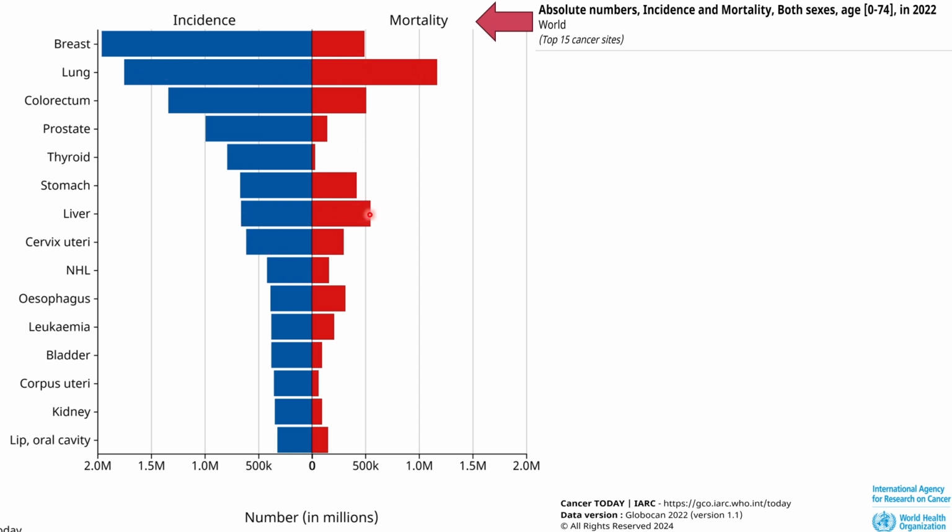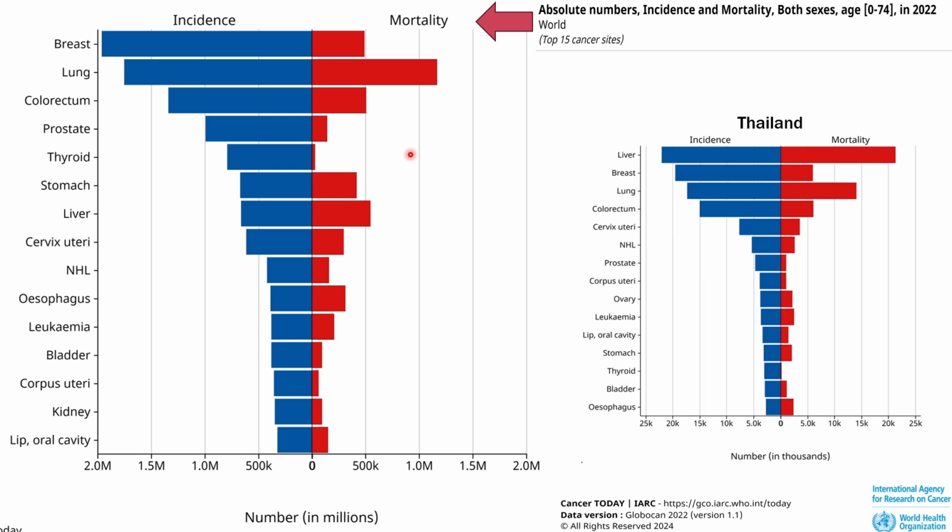Similarly, with liver cancer, you can see over 500K will get the cancer and nearly 500K will die. So these cancers are dangerous. They don't have the same mortality rate. Some cancers can be treated and cured.